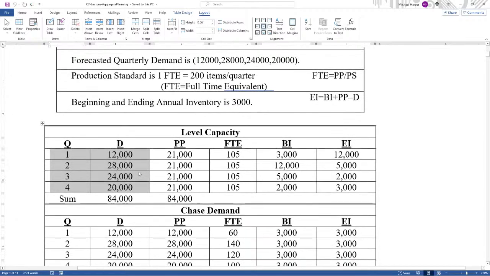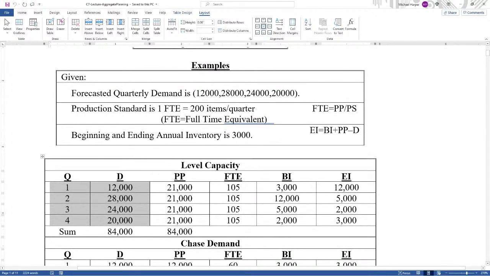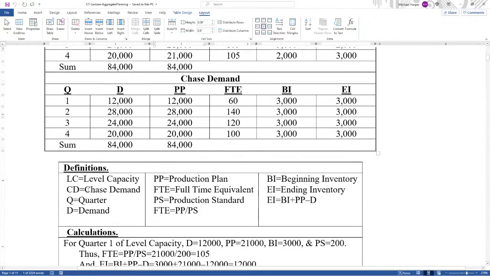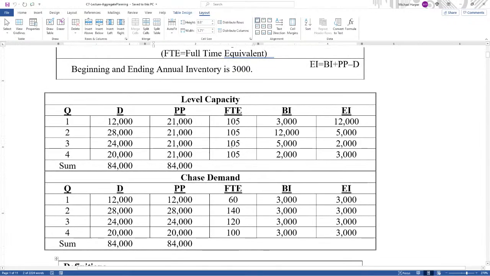In order to produce that with level capacity, here is a description of a level capacity production plan. PP stands for production plan, and the definitions are down here: level capacity, chase demand, quarter demand, production plan. The description is to take the quarterly demand to get the annual demand, simply divide that by 4, and you have your production every quarter. So your annual production equals your annual demand. That's a simple description of a level capacity production plan.